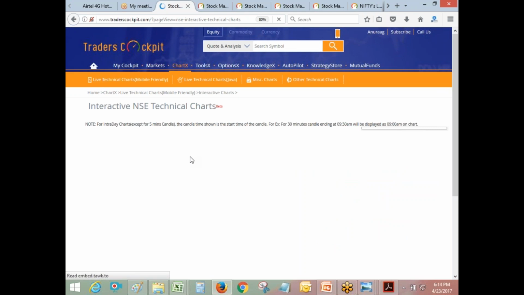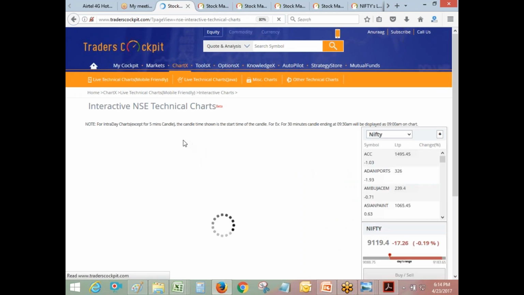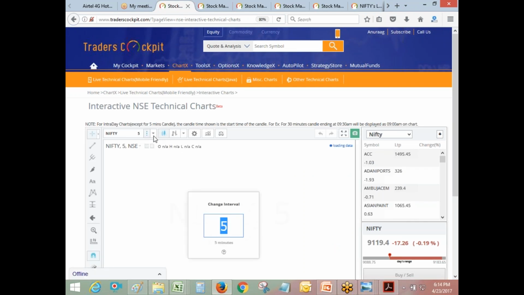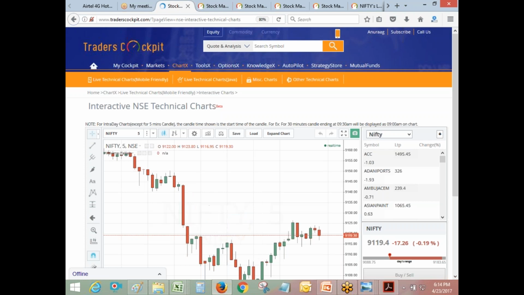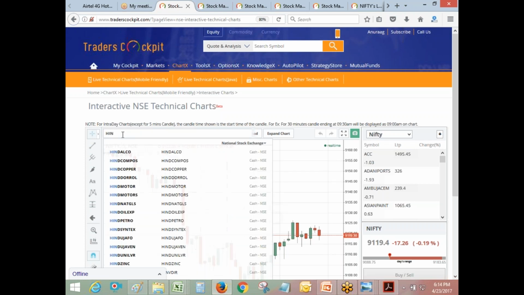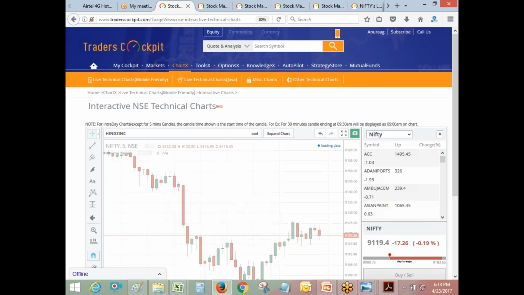The same chart which I had opened for 5 minutes, now I'll open as a daily chart. I converted to daily chart because I need it only for Hindustan Zinc now. I'll change it, let it come. I'll change the interval to 1 day, and make it 5 months.